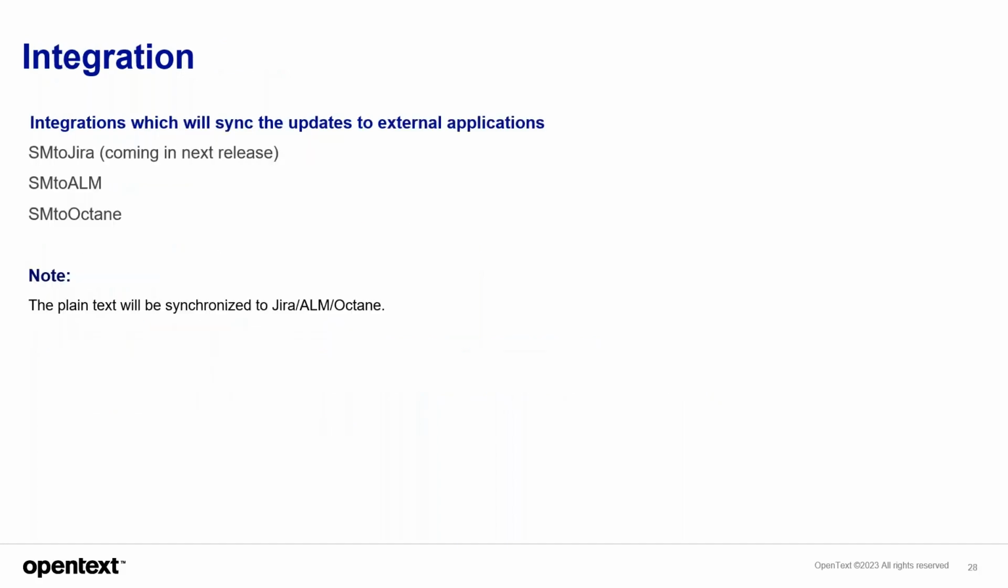There are several integrations which will sync the updates to external applications, like SM to Jira, which will be coming in the next release to SM to ARM and SM to Octane. Please notice that only the plain text will be synchronized to Jira, ARM, or Octane. The updates with HTML format defined by users are only supported in the SM user interface.